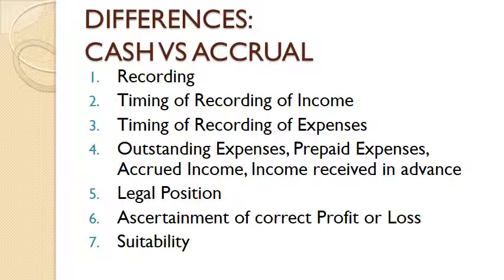These are the various differences between cash and accrual basis. The first is the recording. In cash basis of accounting, only those transactions which are in cash are recorded, while in accrual basis, the complete record of all the transactions, whether they are in cash or in credit, is maintained. Next, the basis of difference is the timing of recording of income. In cash basis, only the income which has been received in cash is recorded. But in case of accrual, the income is recorded whether it is received in cash or in advance. All the incomes are recorded.